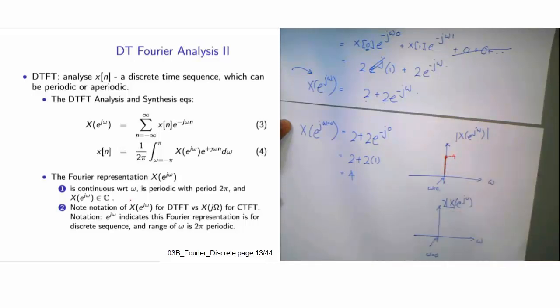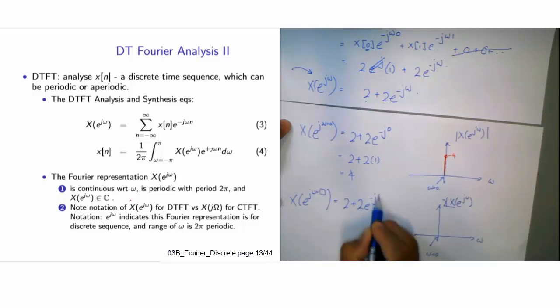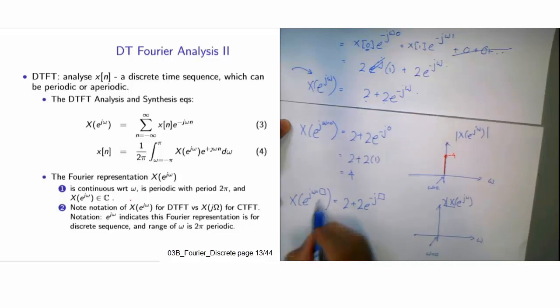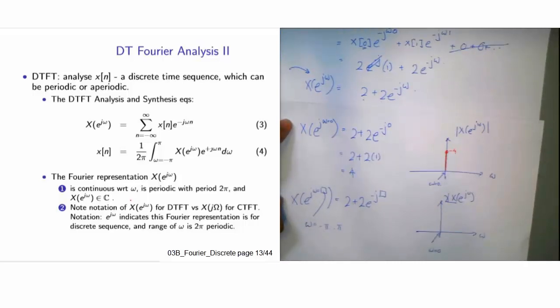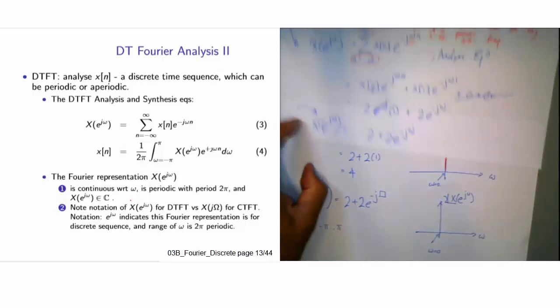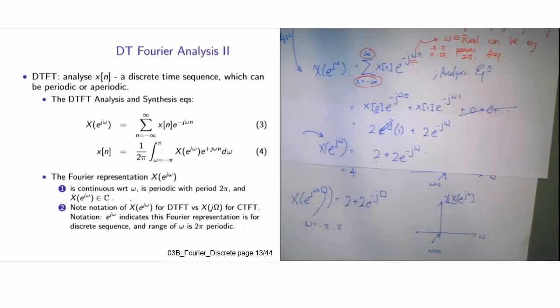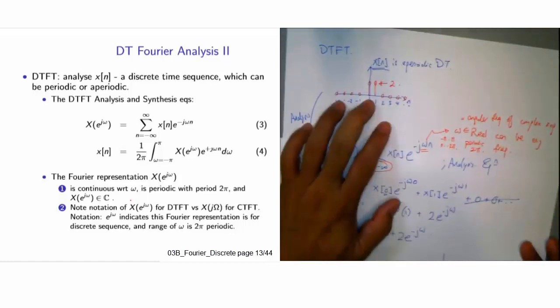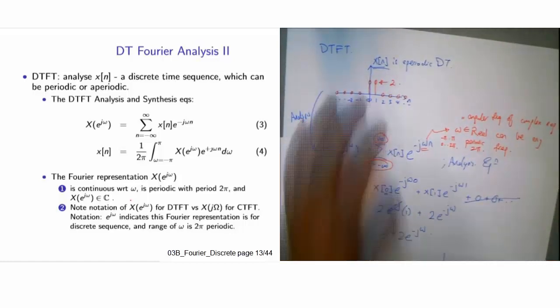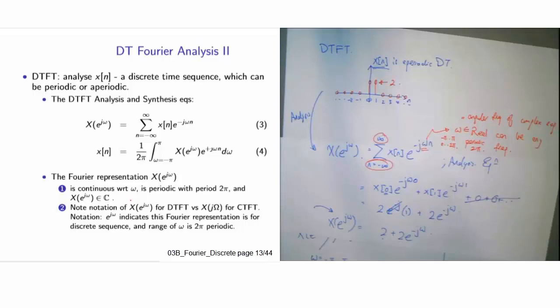And then I keep on plugging in different values into this equation. And as I vary my omega from minus pi to pi, I will plot the graph. Can you all see? Okay? And if you do this, you have just plotted the discrete time Fourier transform of this signal. All right, go and practice. It will be helpful in the exam.